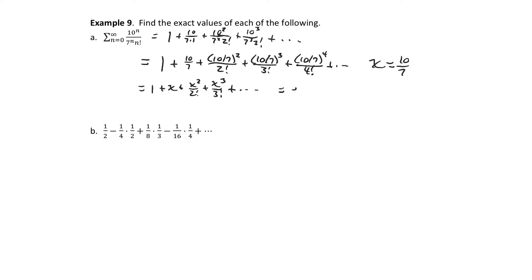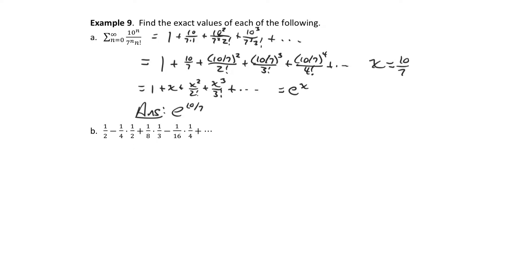And this is the e to the x function. So in our case, our answer is e to the 10 sevenths. Because the radius of convergence for e to the x's Taylor series is all real numbers, well, I guess the radius is infinite, 10 sevenths fits within that. So this series is precisely e to the 10 sevenths.